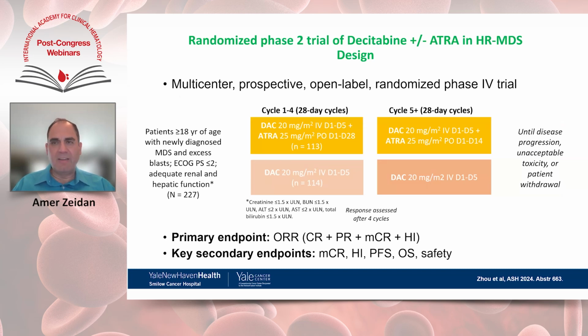So unfortunately, there have not been major breakthroughs this year to report from ASH in high-risk MDS, but there were important abstracts to report on. One of them came from China, which was a randomized phase 2 trial of decitabine plus or minus ATRA in high-risk MDS. So this is a trial that enrolled prospectively in an open-label fashion adult patients who have high-risk MDS to receive decitabine versus decitabine with ATRA.